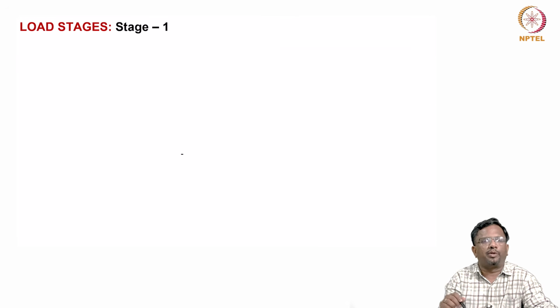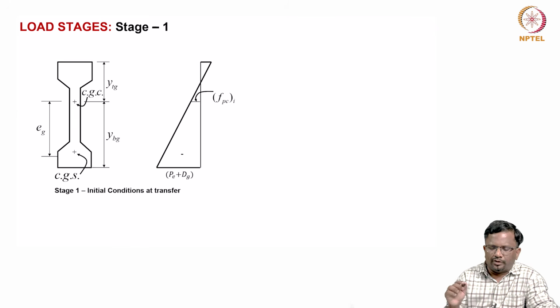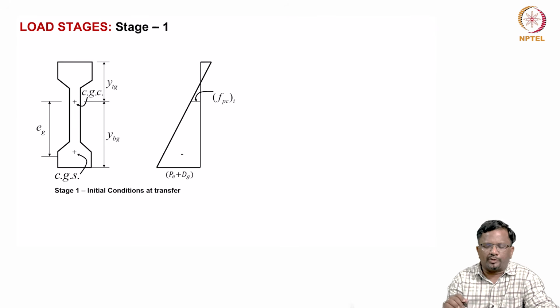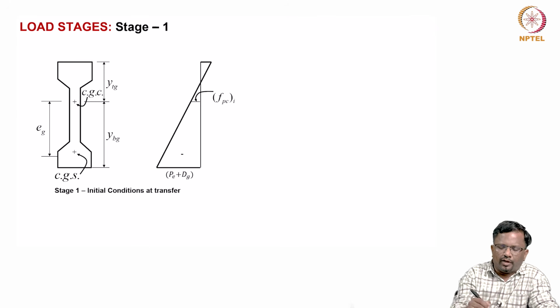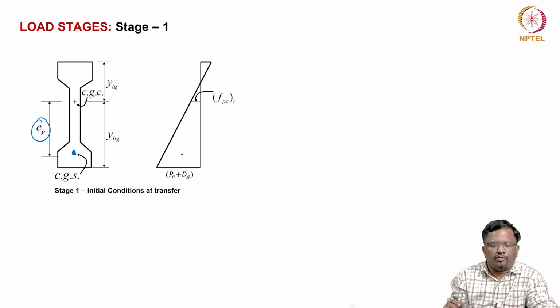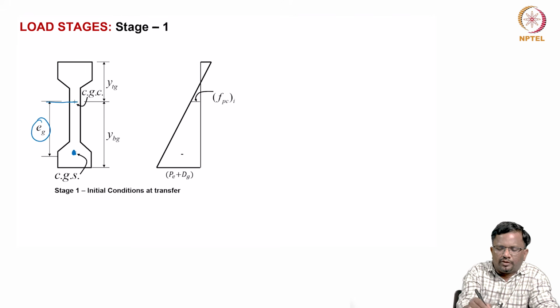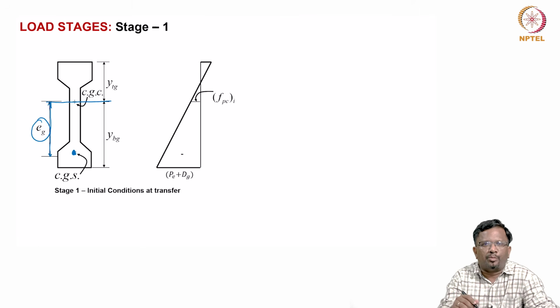Okay, let us now explain what are the different load stages. In stage 1, you can see here you have only the precast pre-stress girder, and this is your CGS. That means the eccentricity for the pre-stressing strand is measured from the CGC, from here to here, which is the eccentricity of the pre-stressing that you have on your pre-stress girder.